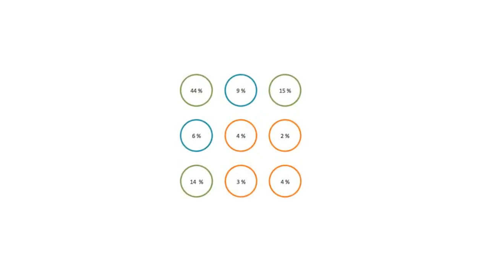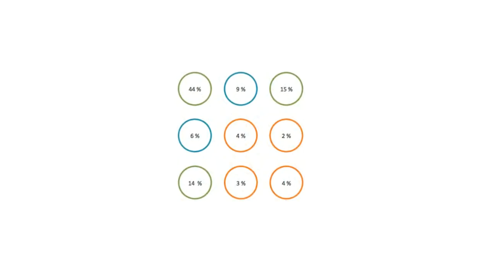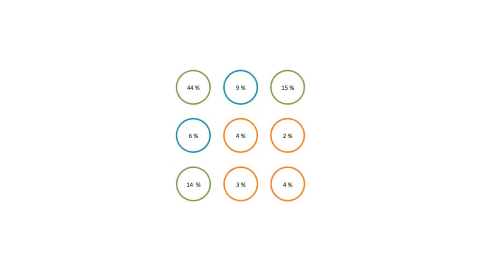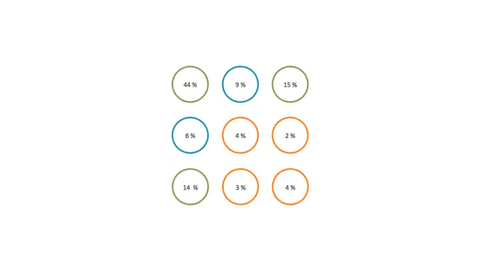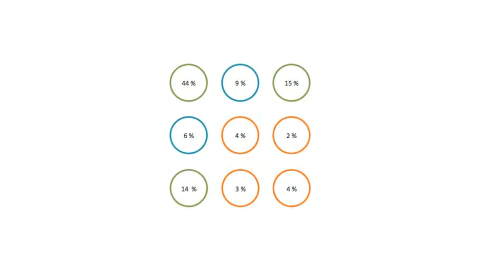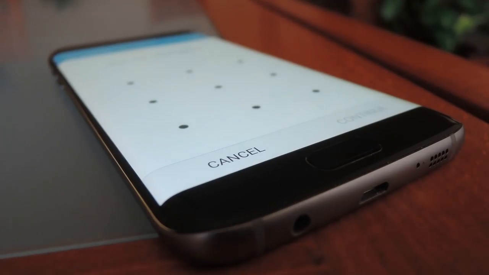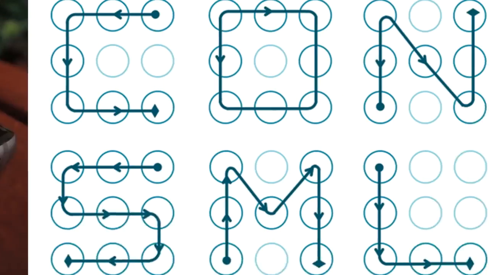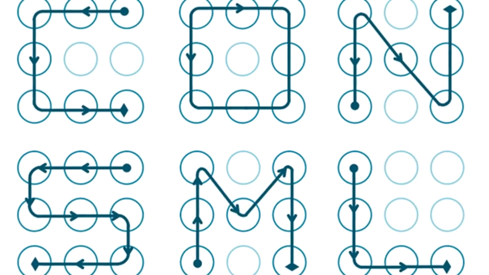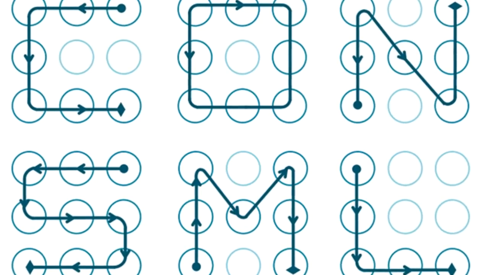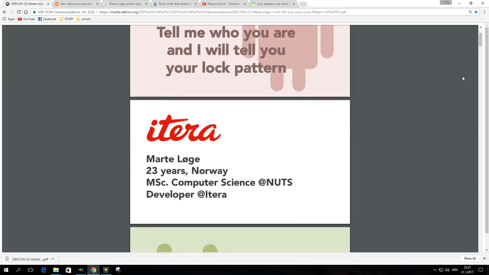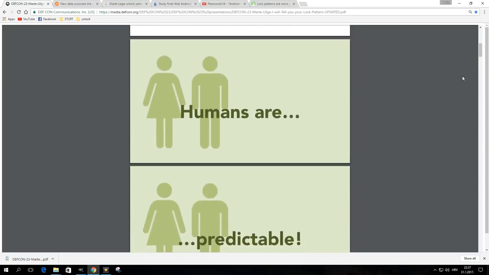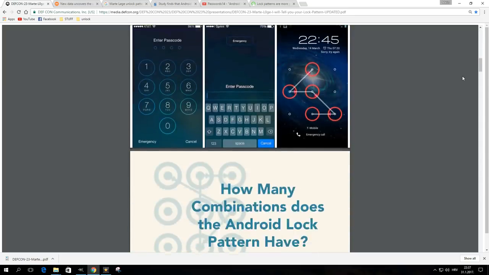After analyzing almost 4,000 unlock patterns, she found that 44% of them started from the top left contact point, and that 77% of all patterns started from one of the 4 corners. The average number of contact points was 5, and around 10% of patterns were made in the shape of a letter, often corresponding to the first initial of the user or a user's loved one. For more stats regarding the topic, be sure to check out the links that will be listed in the description.